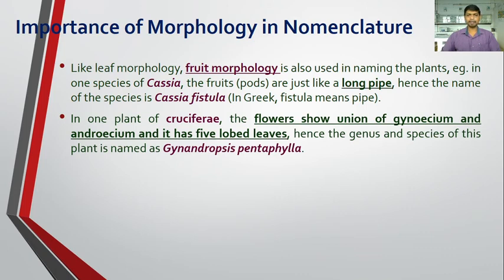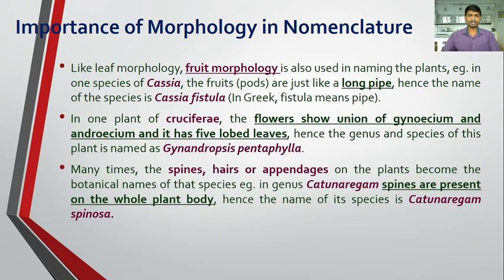The species name pentaphylla is because it has 5 lobed leaves. Phylla means leaves, penta means 5. So this plant has 5 lobed leaves, so the name of the species is pentaphylla. The name of the genus is Gynandropsis because the flowers show the union of gynoecium and androecium.